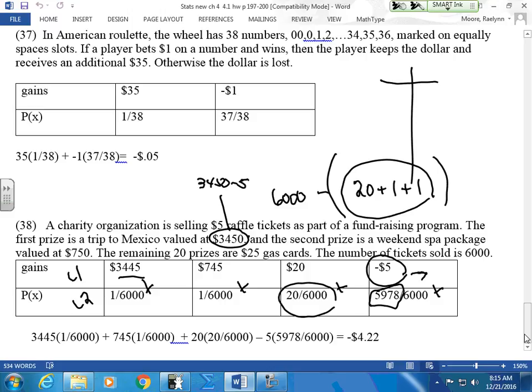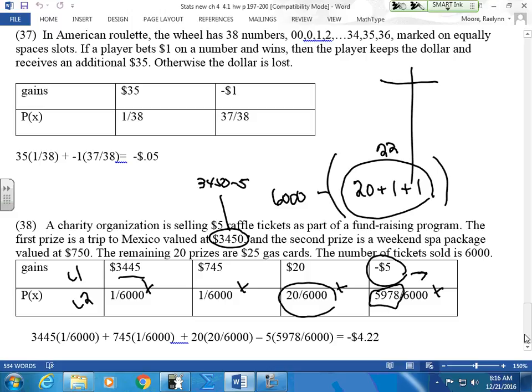How did you get 5,978 again? Because we said there's one ticket for this guy, there's one ticket for a spa package, there are 20 gas tickets. So altogether, if I add those up, there are 22. If I subtract them from 6,000, because I'm selling 6,000 tickets, I have 5,978 tickets that are not going to win. Yeah. A lot of tickets. Awesome.